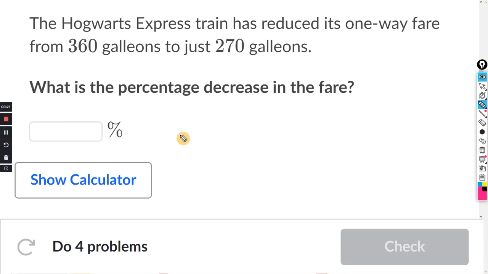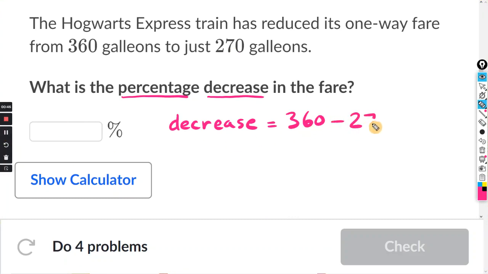So first we want to see by how much it actually decreased before we find the percentage. So we started at 360. All right, so the decrease: since we started at 360 and we wound up at 270, I am just going to subtract 270, and 360 minus 270 is 90. All right, so it decreased by 90 gallons.